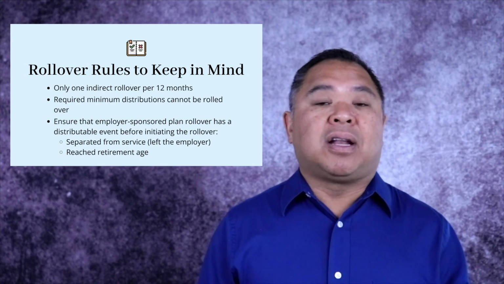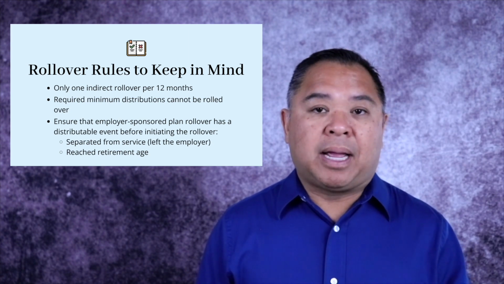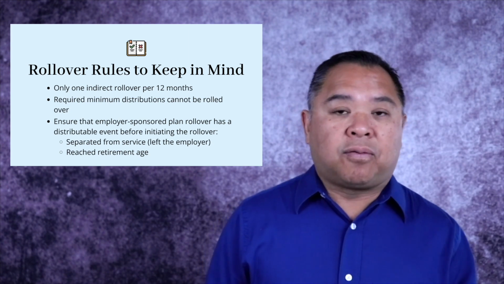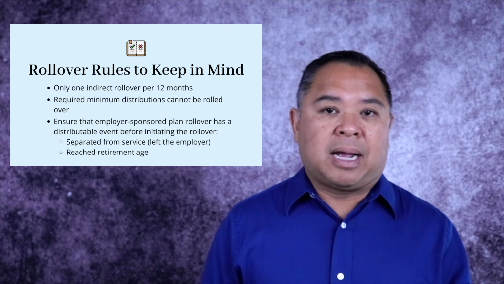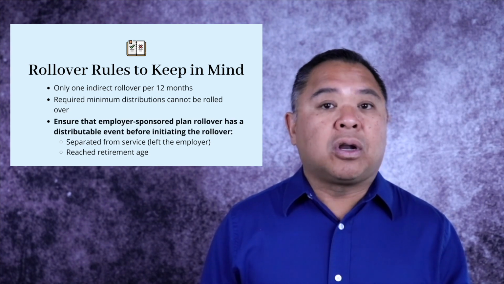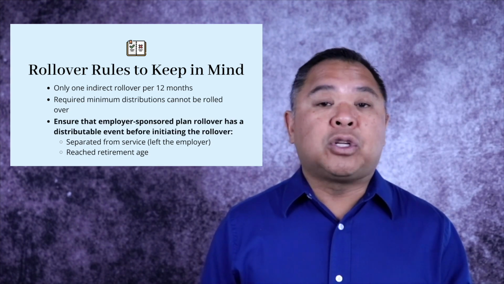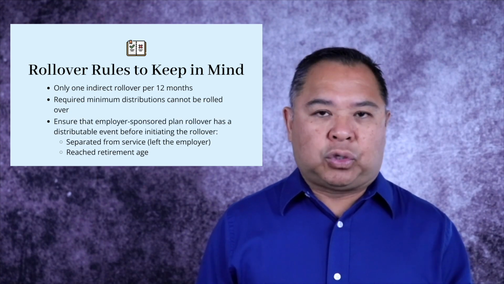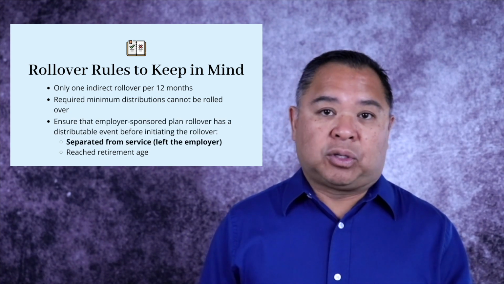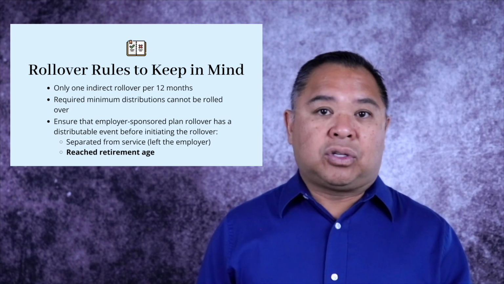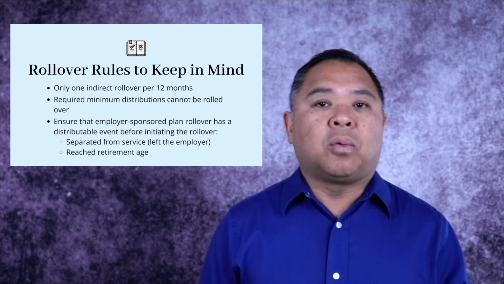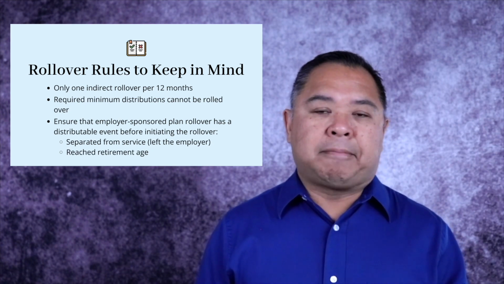And lastly, if you'd like to roll over your 401k plan, 403b, or governmental 457b plan to an IRA, make sure that you have what we call a distributable event, or what we call a trigger. Here are some examples of a trigger. You've separated from service or reached normal retirement age are a few of the common reasons why you could take money out of your 401k plan.